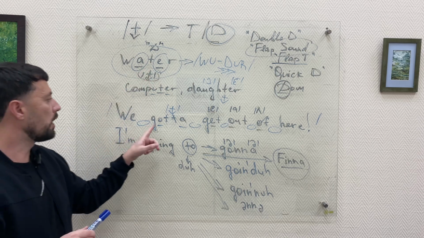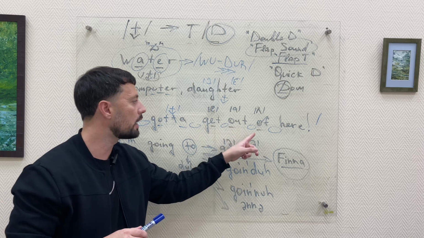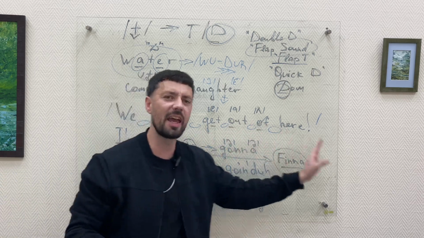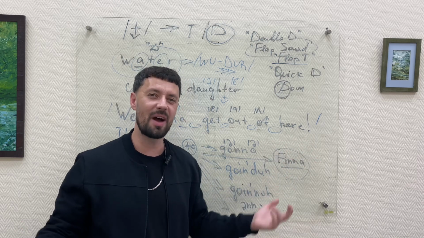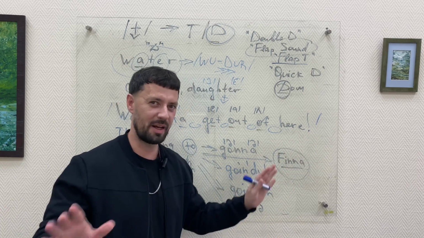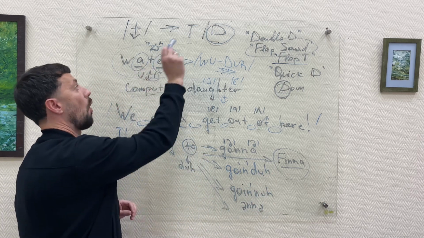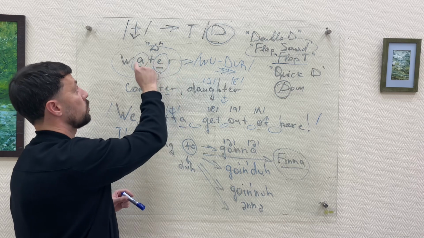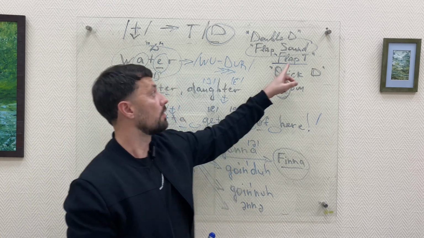We gotta get out of here. We gotta get out of here. Keep it in mind. Okay, guys, again, the bottom line: in American English, if T or D is between two vowel sounds, it gives us the flap T.